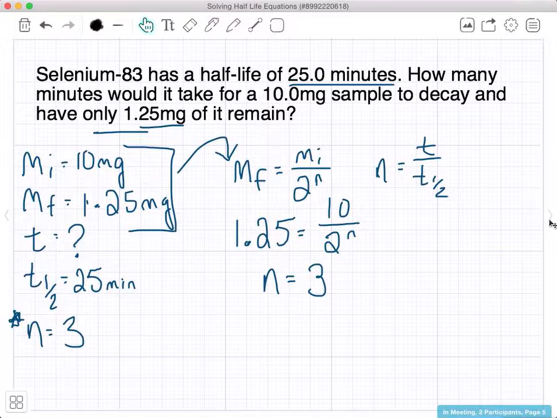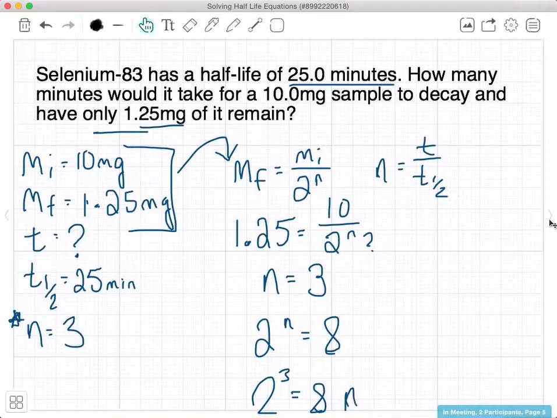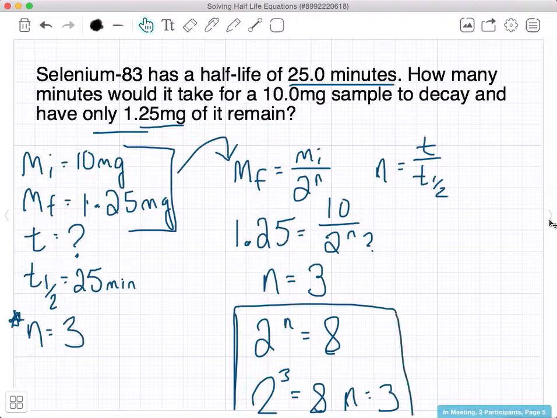But for Chem 1 and for the problems that most of you are doing in high school chemistry, especially if you haven't had Algebra 2 yet, usually we can get by without logarithms here. We can just realize that 10 divided by what is equal to 1.25? Well, 10 divided by 8 is equal to 1.25, and 2 raised to the third power is 8, so n equals 3. So we can just think of it like that as well. That's kind of a shortcut to get by.